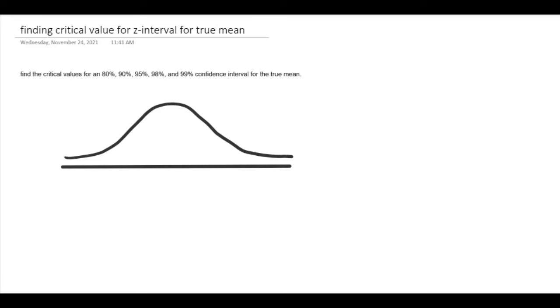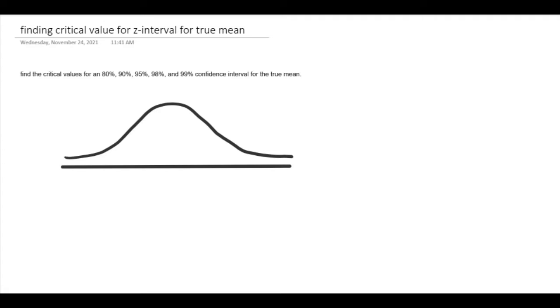So I'm going to go through the calculator TI-84 instructions, which are super easy, and then I'm going to also draw on the bell-shaped graph to get a little visual. My drawing skills are terrible, especially on the tablet, so please bear with me as we go through this. But we're going to start with our 80% confidence interval for the true mean.